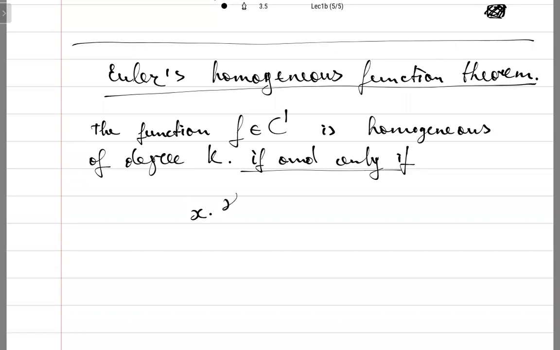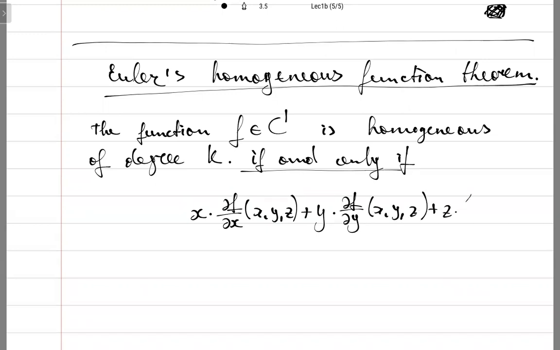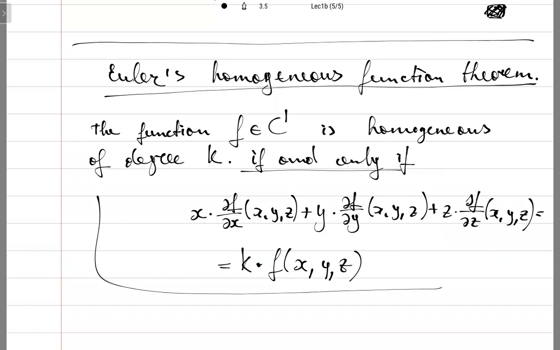x times df/dx at (x, y, z) plus y times df/dy (x, y, z) plus z times df/dz (x, y, z) equals k times f of x, y, and z. So that's an alternative definition of homogeneity for continuously differentiable functions.